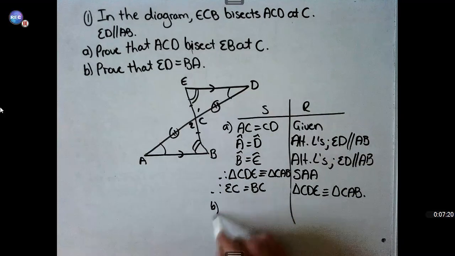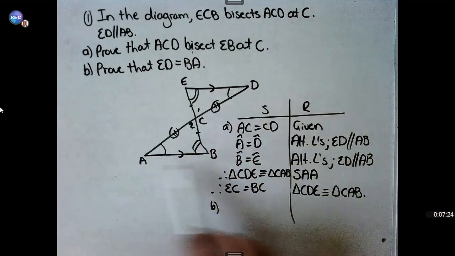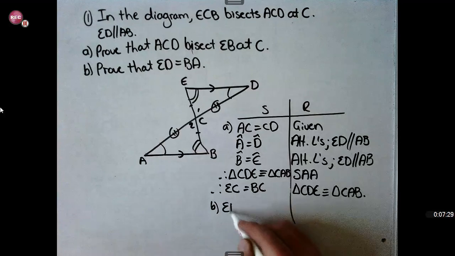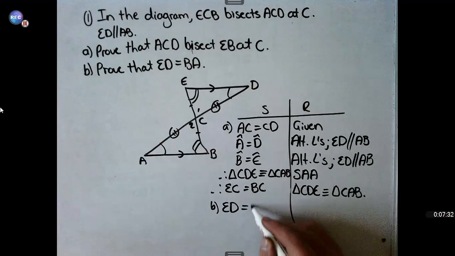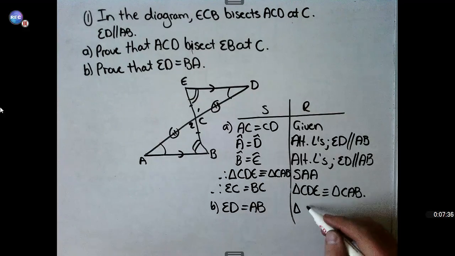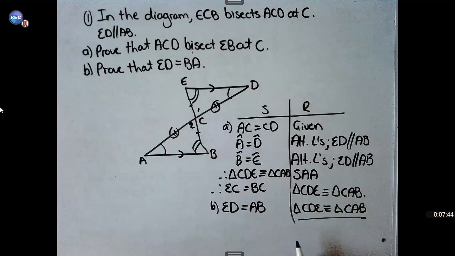Question B asks you, prove that ED is equal to AB. And you can say, yes, ED is equal to AB or BA because I've proven congruency, because triangle CDE is congruent to triangle CAB. And because these triangles are congruent, therefore these sides will be equal to one another. There you go, you solved that question.